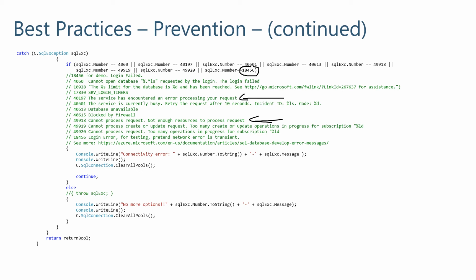We have added this number, 18456, because this is an error that is not needed in the list of errors, because it's only for login error. Okay, I would like to use it just for testing, to pretend that the error is transient. So it's just an example. You need to remove this number and all these numbers. This is the normal process that you need to review.